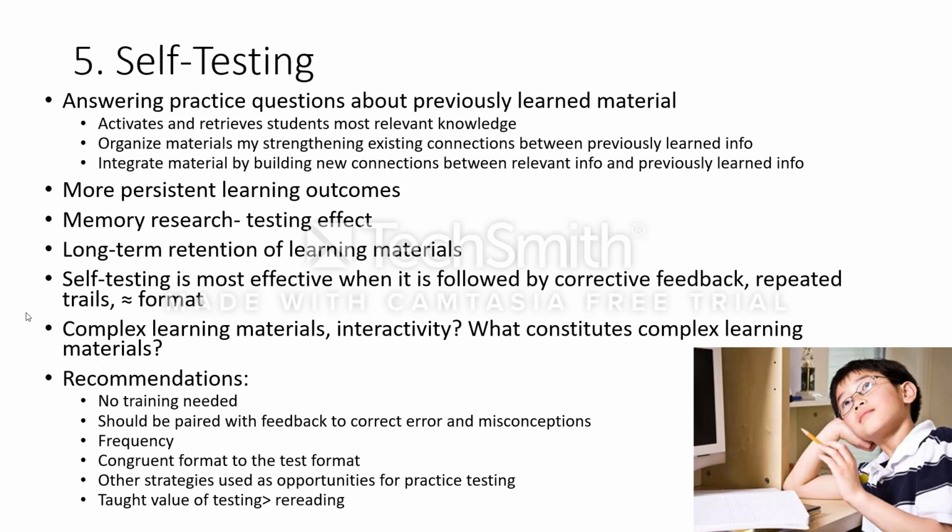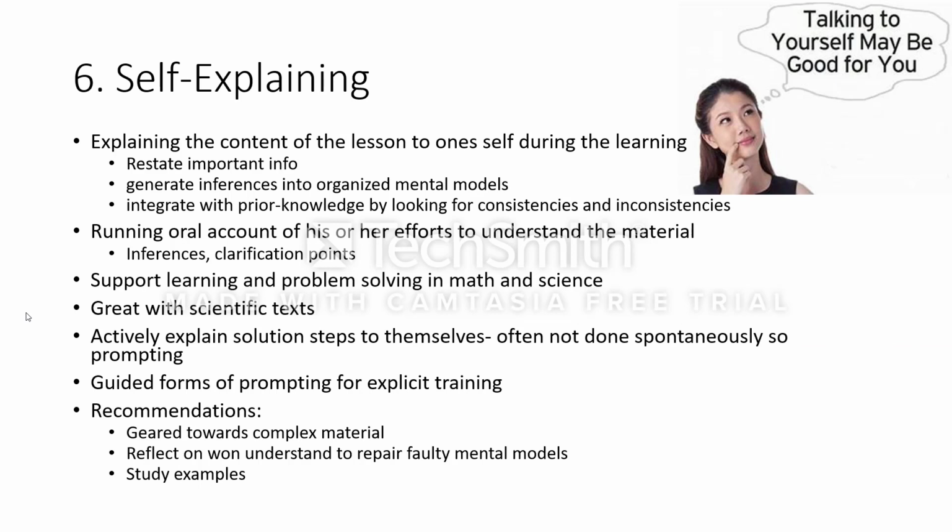Unlike imagining, self-testing can be used with complex learning materials. There's no training needed, and students need to be taught the value of testing over rereading. Number 6 is self-explaining. Self-explaining is explaining the content of the lesson to oneself during the learning. So restating important information, reviewing past ideas, generating inferences to organize mental models, and integrating prior knowledge by looking for consistencies and inconsistencies.